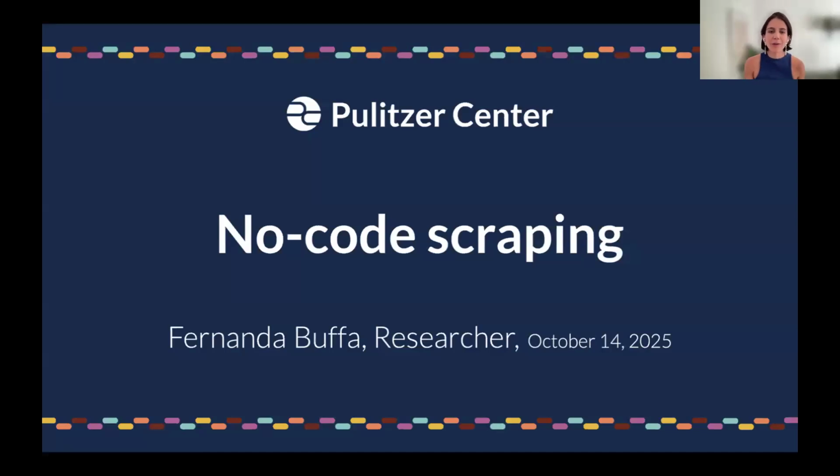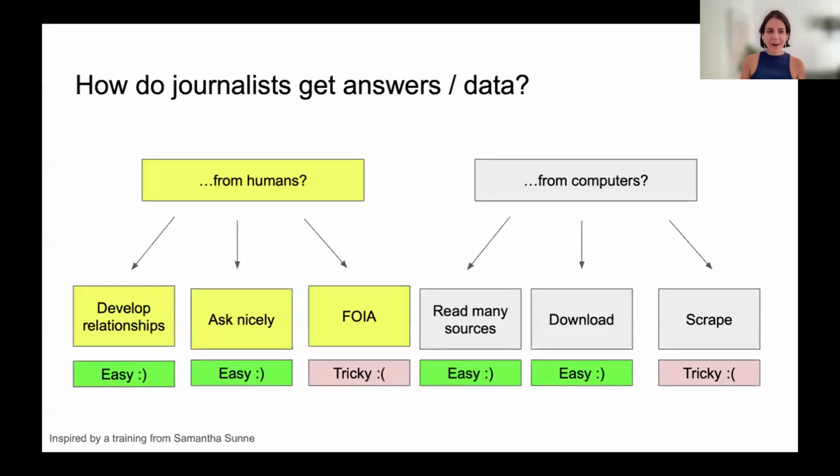Without further ado, today we're going to be talking about scraping. My part is mainly about no-code scraping. And I really like this graph. I took inspiration from a presentation from Samantha Soon and adapted it a little bit, but basically we're all here because we want answers and data, right? So how can we get it from humans? We can develop relationships, we can ask nicely, and sometimes if they work within a government institution and still are not very willing to give us that information, we can file a request for information in certain countries and get the data that way. And for computers, it works in a very similar analogy.